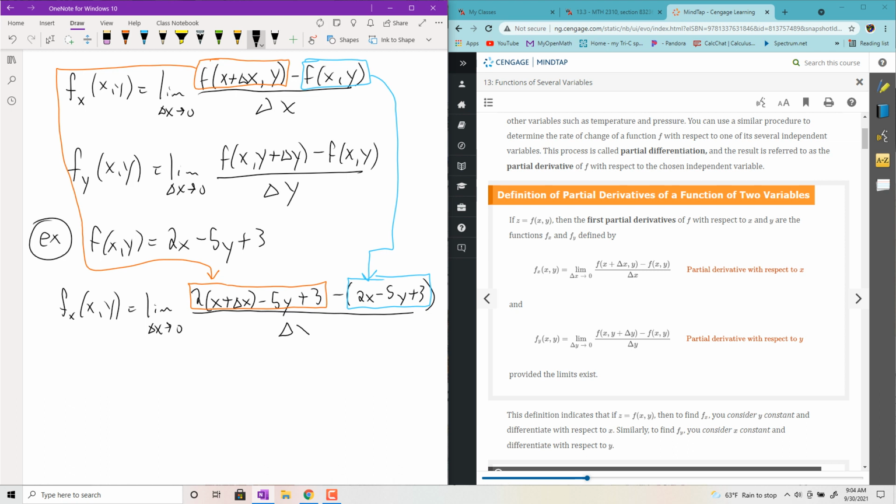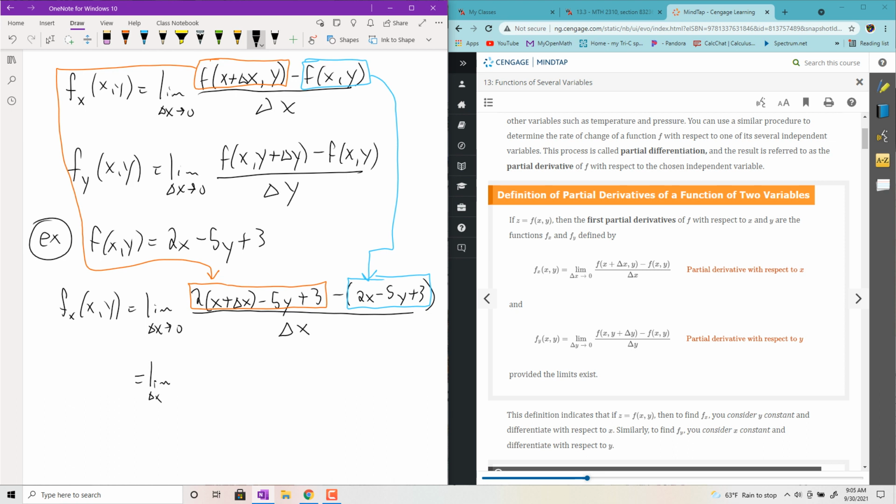You can guess what your answer is going to be. The way you think of it is the x is the variable, but the y is just a constant, and when you take the derivative of a constant, it's equal to 0. So I am guessing that my partial derivative with respect to x is just going to be 2. Anyways, let's take a look.